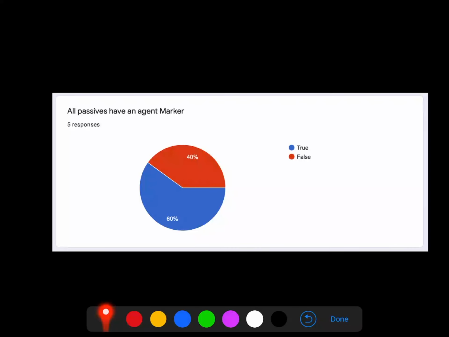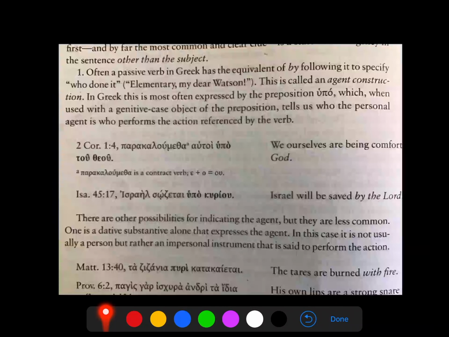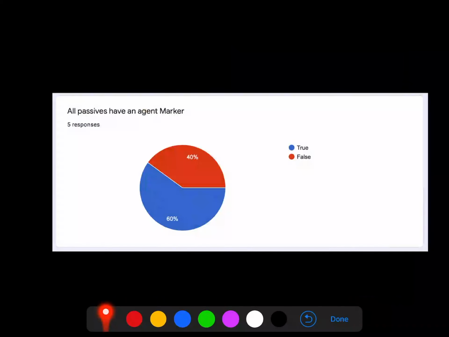Okay, here's another question. All passives have an agent marker. So do all passives have something like what we just saw, where it tells you who the agent performing the action is by a prepositional phrase? Well, a lot of you thought true. Most of you thought true, but the answer is actually false.